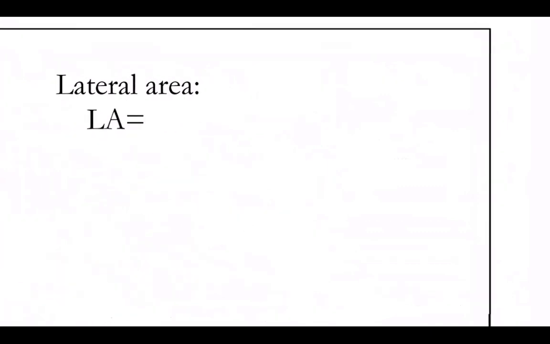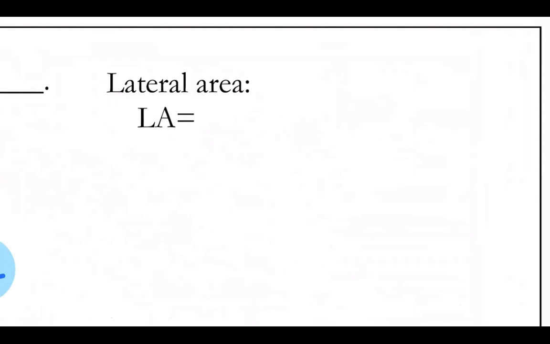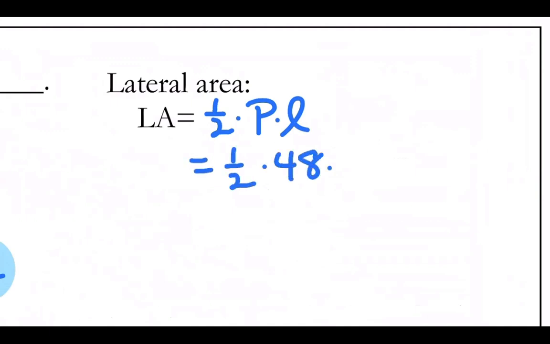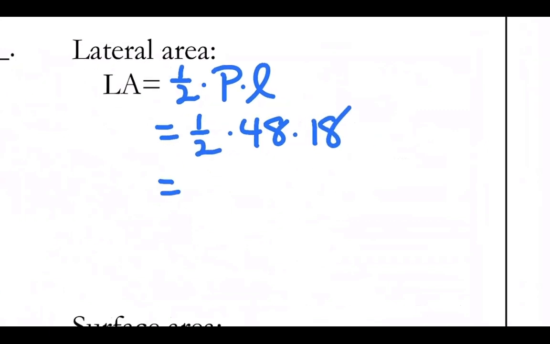Lateral area. Formula for lateral area. 1/2 perimeter times the slant height. The perimeter was 48. The slant height was given to be 18. So that'll be 432 inches squared.